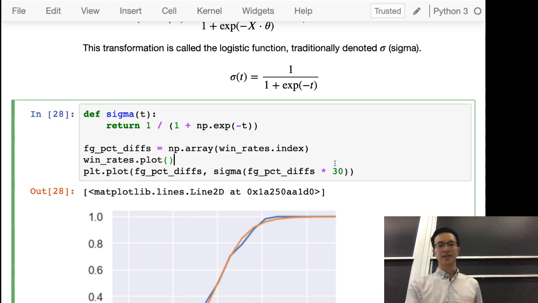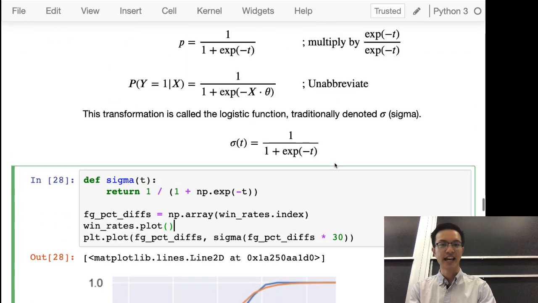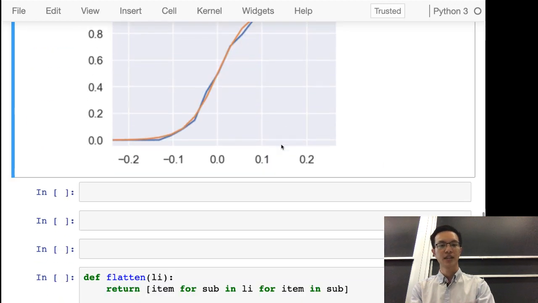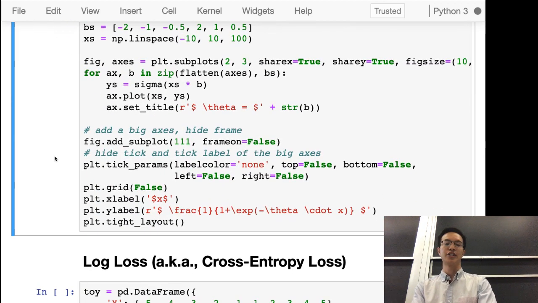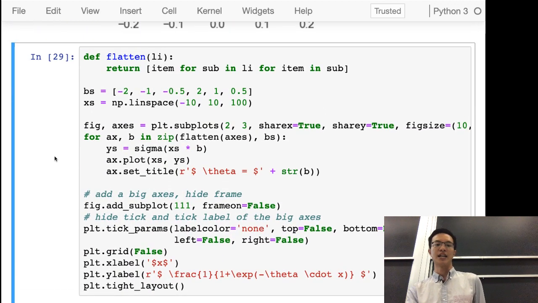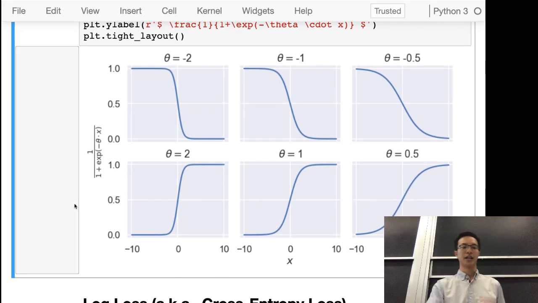Okay, let's take a closer look at this sigmoid function. I'll run this, which plots the sigmoid function for several different values of theta and x. What do we notice here? When theta is negative, the sigmoid function goes from high to low. When theta is positive, it goes from low to high, but the function is always between 0 and 1.